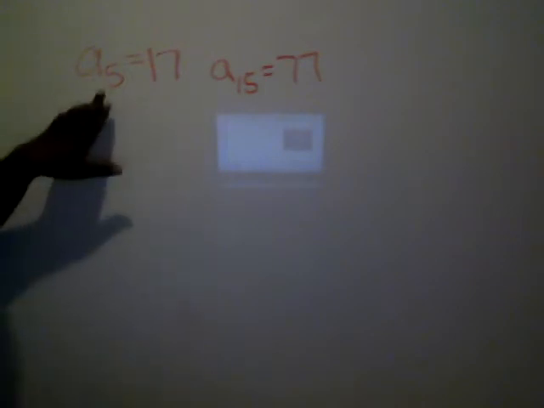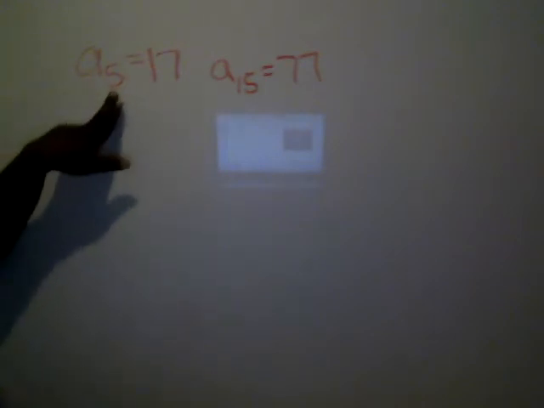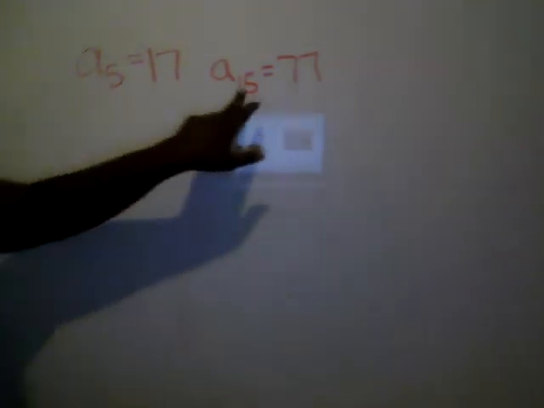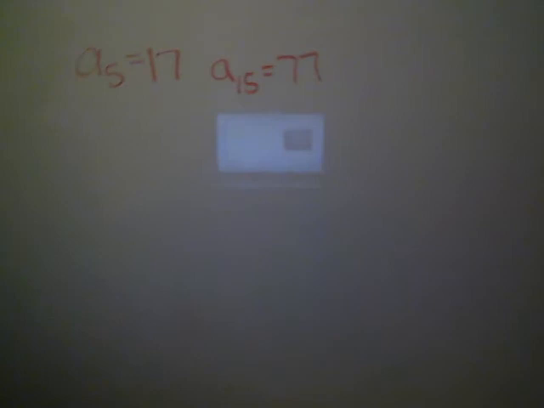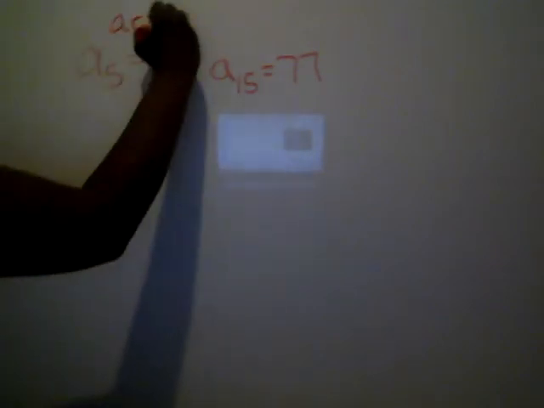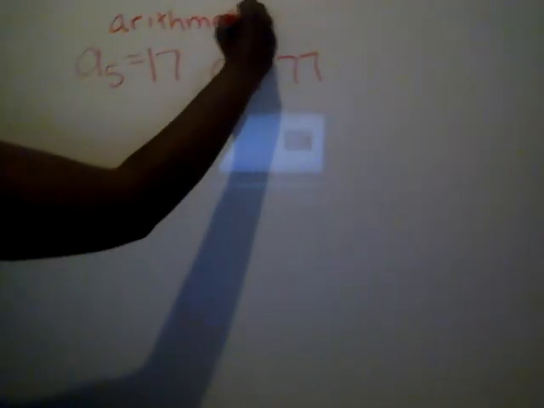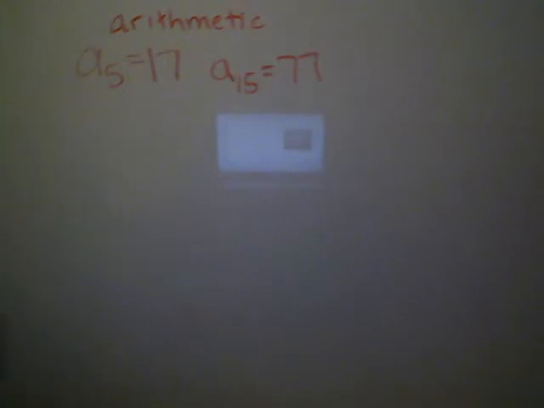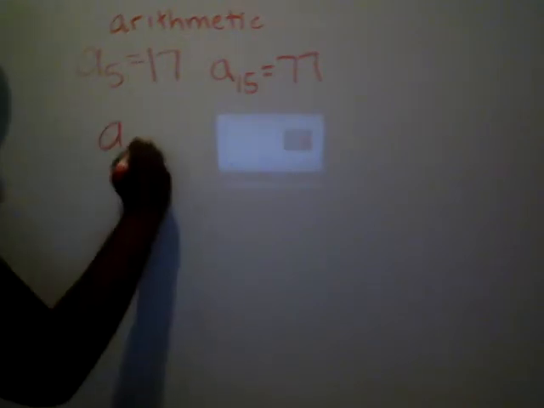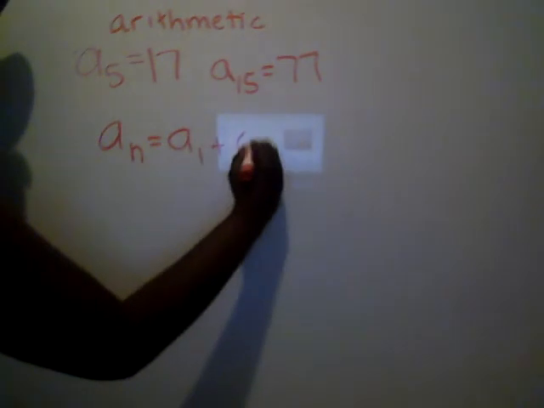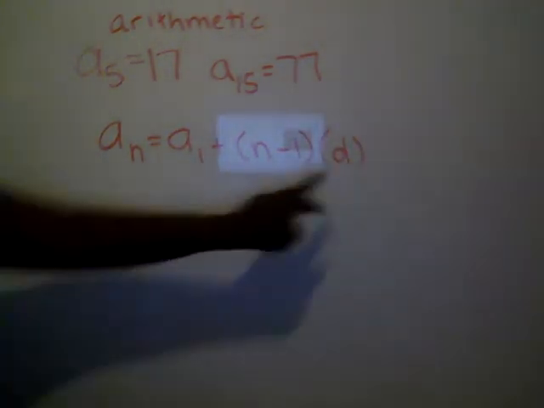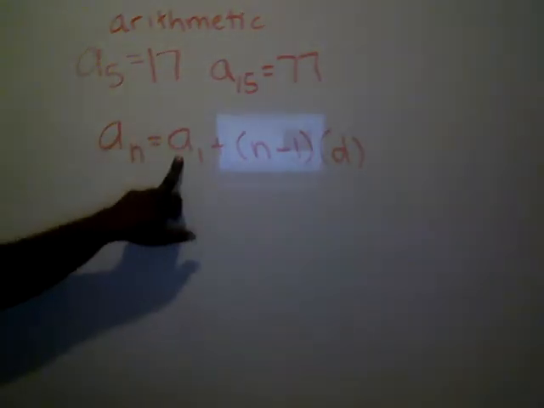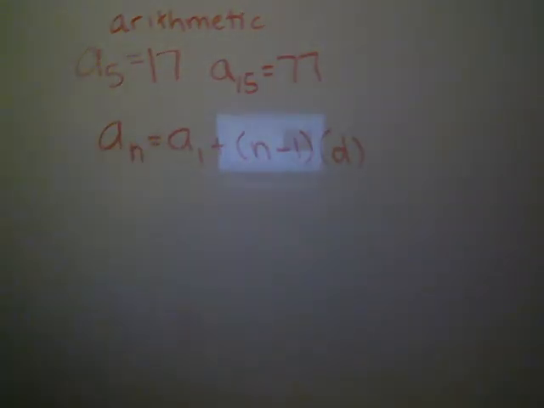Well, the way we would interpret this means the 5th term has a value of 17, and the 15th term has a value of 77. They also tell you that it's arithmetic, so at least you know what general equation you're using. Okay, so if it's arithmetic, we have this equation. Only issue is we don't know the d, we don't know the first term. So there's a lot in this equation that we don't know.